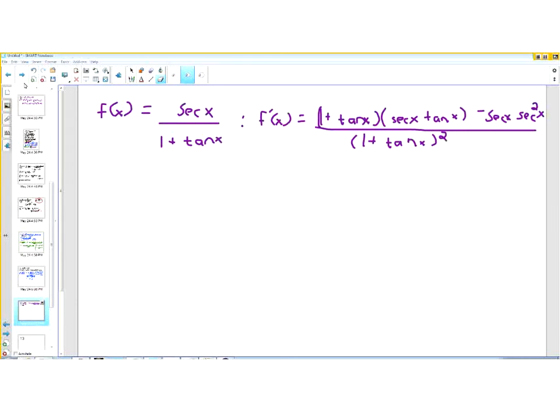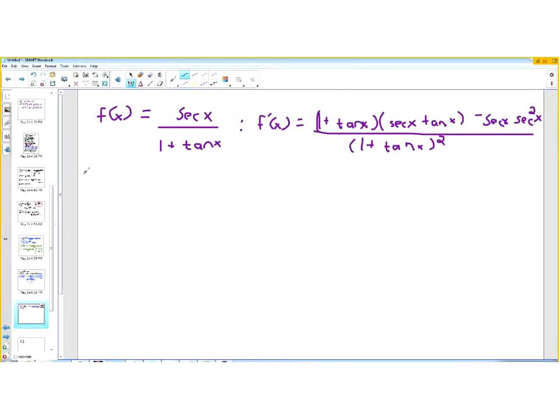All right, so how about we consider this function? So if I give you y is equal to cosine x over 2 plus sine x, the question is, where is the tangent horizontal?